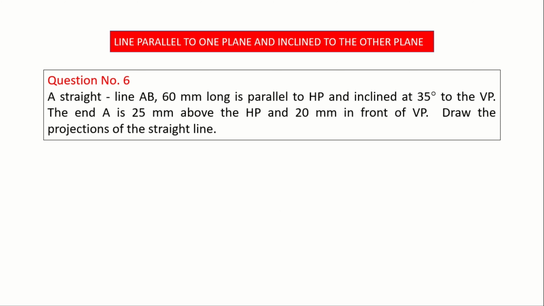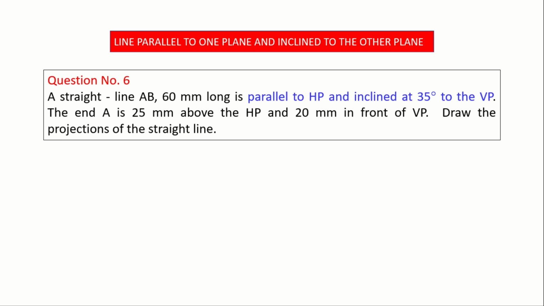The question given is a straight line AB 60 mm long is parallel to HP and inclined at 35 degrees to the VP. The end A is 25 mm above the HP and 20 mm in front of VP. Draw the projections of the straight line.